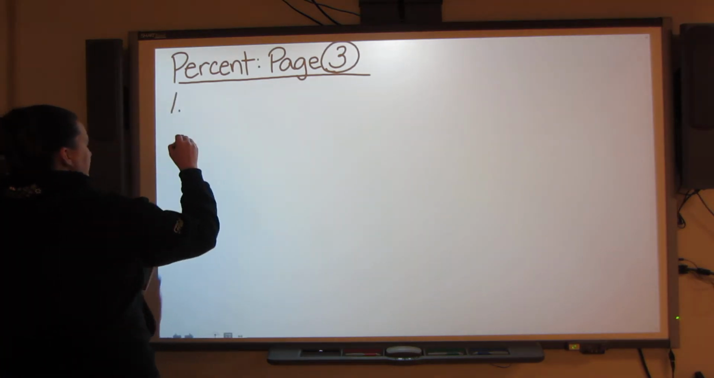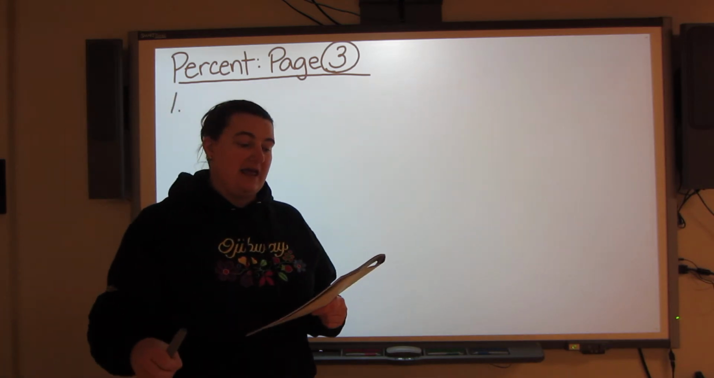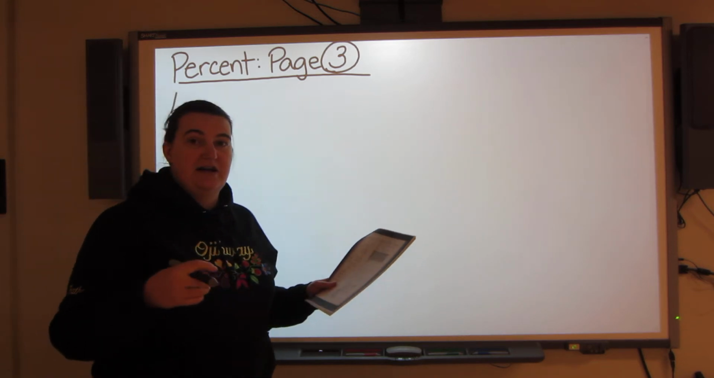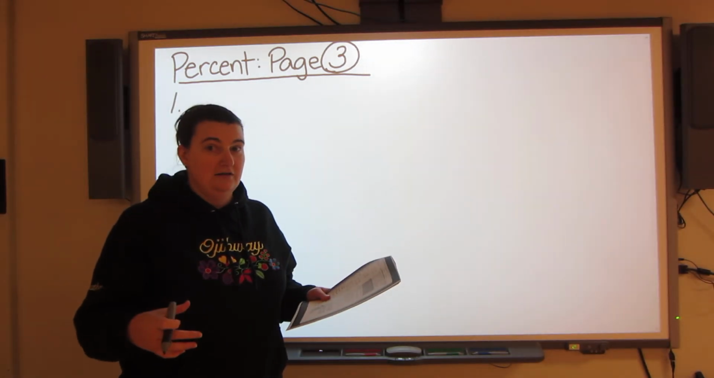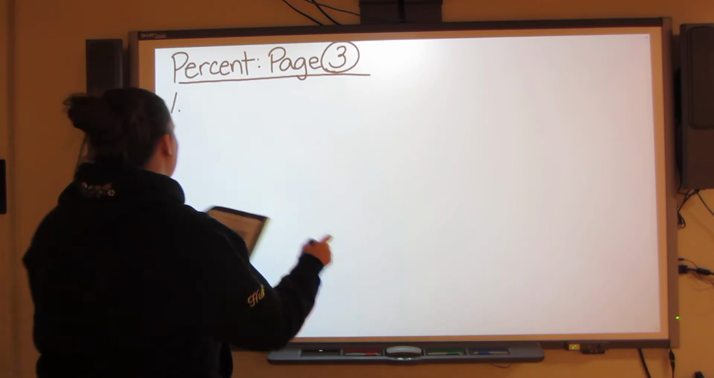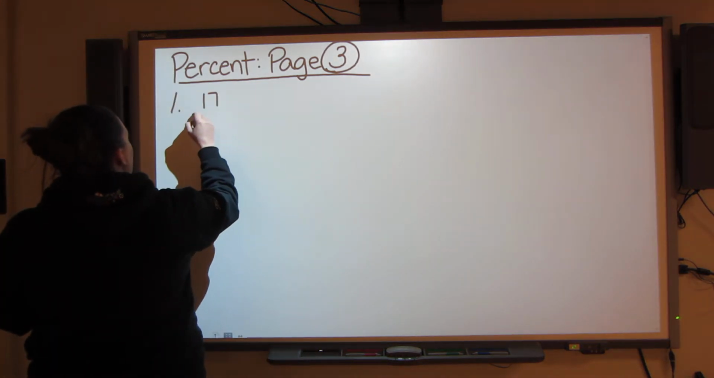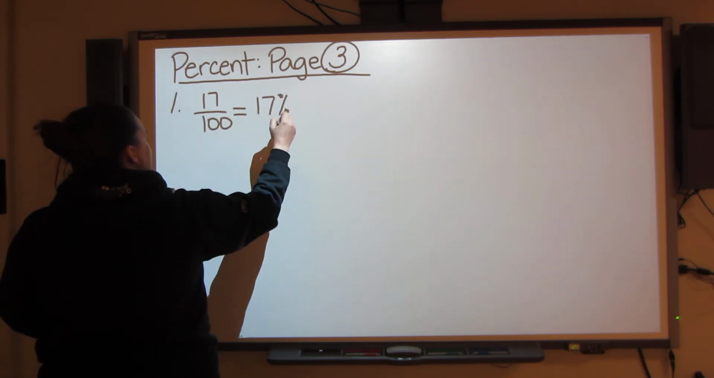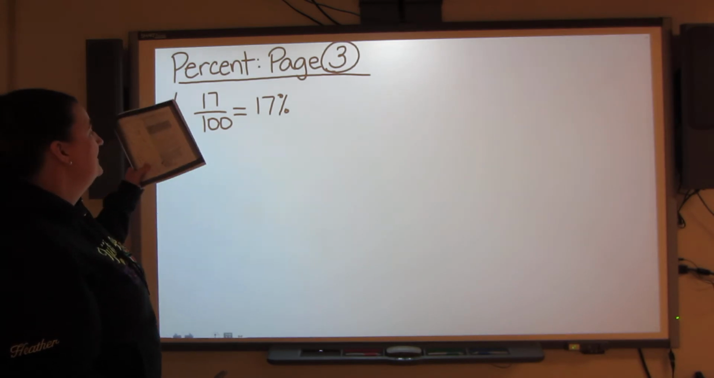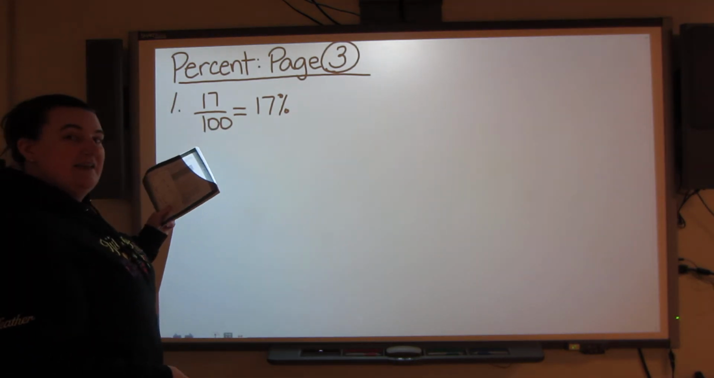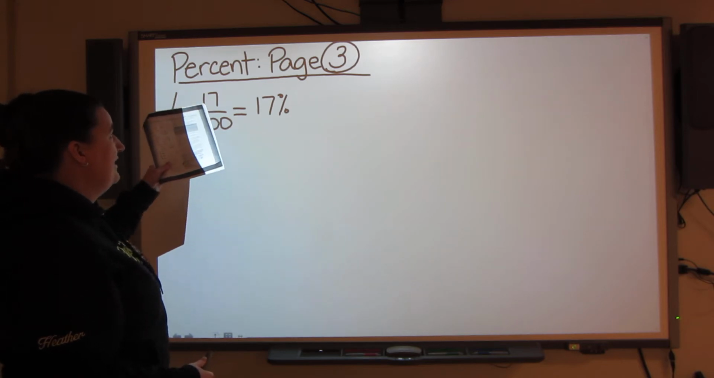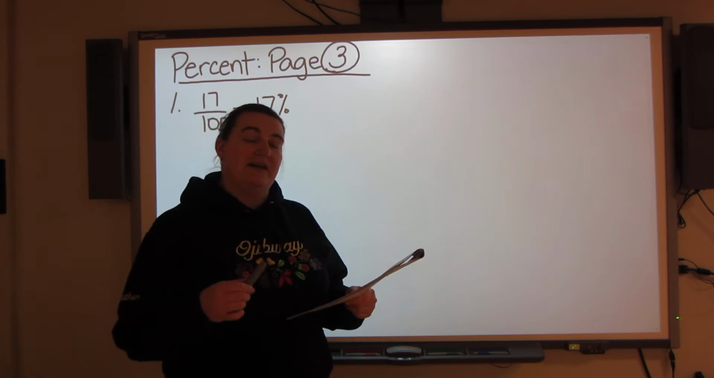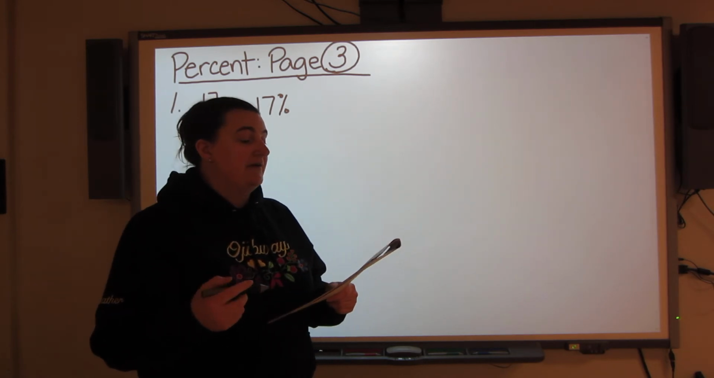So if you take a look at number 1, numbers 1 all the way to 8 is expressing as a percent, and all of them have 100 as the denominator, so they are all easy. 17 over 100 is 17%, because, of course, if you have 100 on the bottom, percent means out of 100, so whatever's on the top, that's your percentage. So that's how you do numbers 1 all the way to 8. Let's talk about number 9.